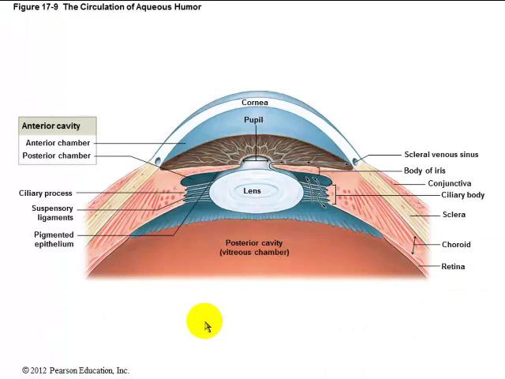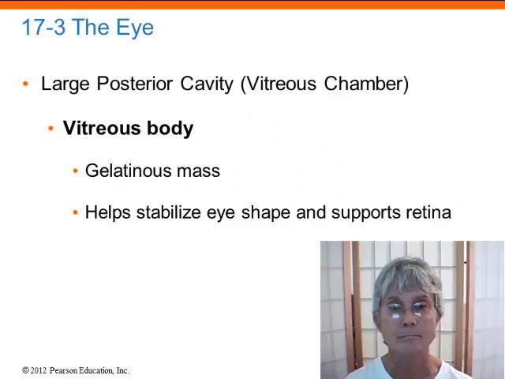Okay, so in this figure, we can see the ciliary processes, or the ciliary body, producing the aqueous humor. Aqueous humor can flow to the anterior surface of the vitreous, but for the most part it's going to flow from the posterior chamber through the pupil into the anterior chamber and get drained into these scleral venous sinuses. The vitreous body is just a large mass of gelatin, and as I've said, it helps stabilize the shape of the eye and keep the retina in place.